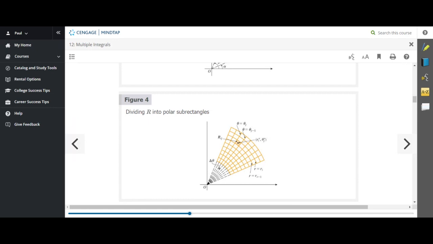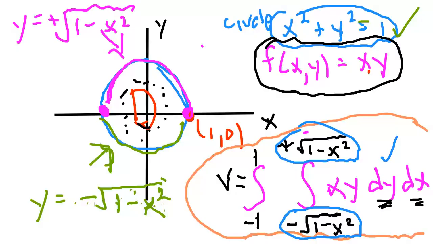Okay, so how would we do a double integral, not with respect to Cartesian coordinates x and y, but polar coordinates r and theta? How would we do this? Well, here's how I like to think about it. Now, the book goes into some detail in terms of a derivation, but I'm going to keep things simple here.